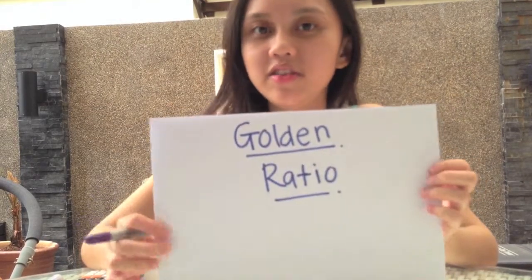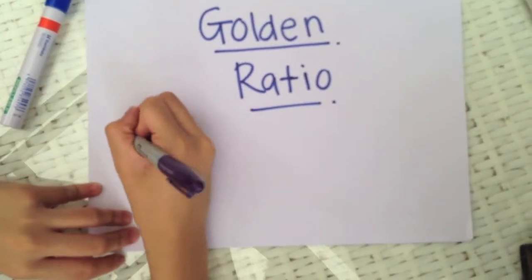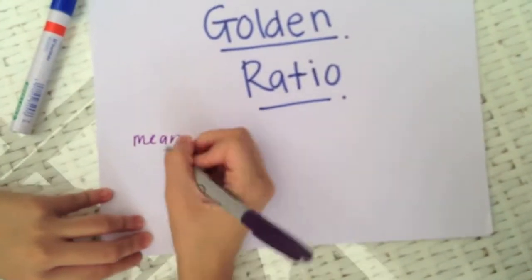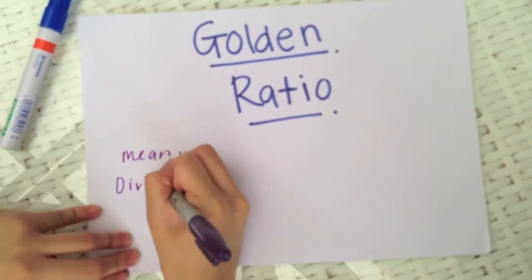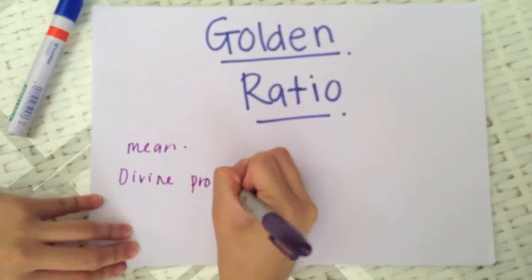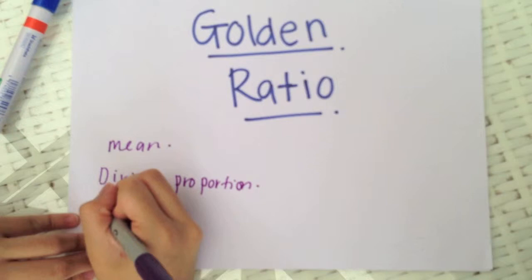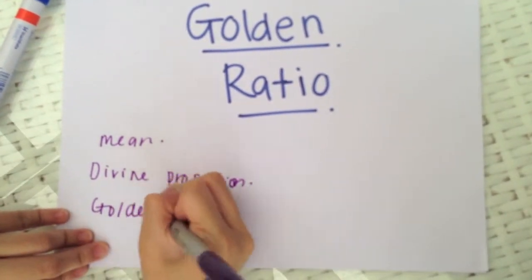Today I'll be talking to you about the golden ratio and how it relates to the Fibonacci sequence. The golden ratio is also called the golden mean, the divine proportion, or it's also called golden section.